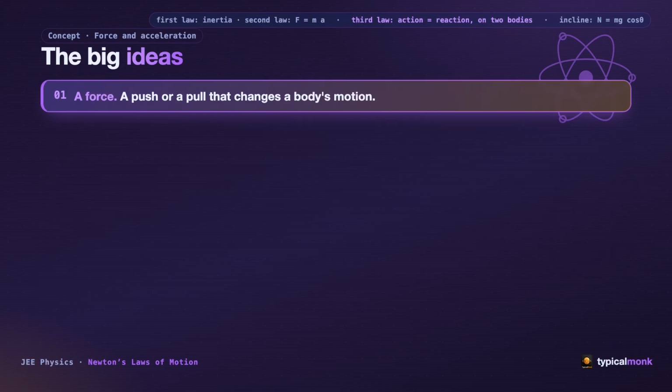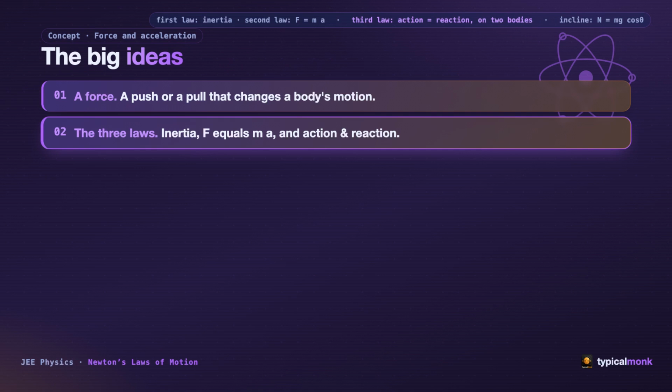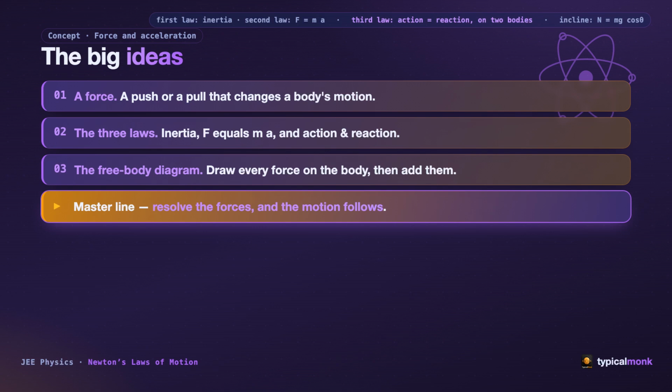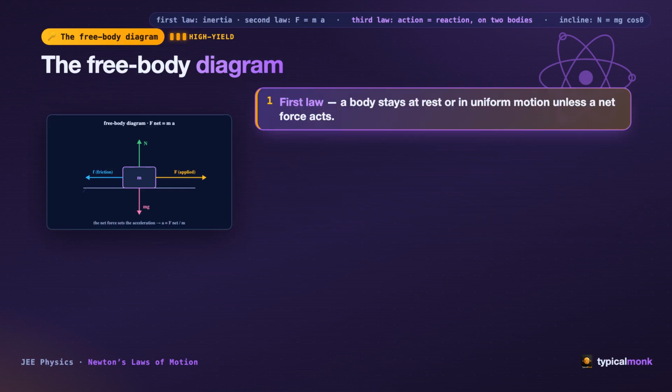A force, a push or a pull that changes a body's motion. The three laws, inertia, F equals ma, and action and reaction. The free body diagram. Draw every force on the body, then add them. Mass aligned, resolve the forces, and the motion follows. Now look at the picture.